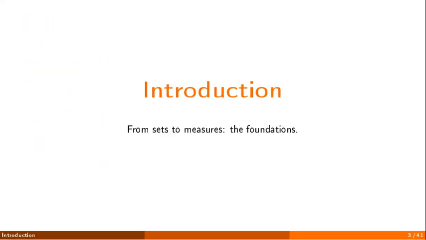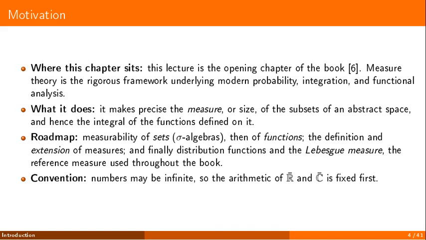Before any technical tool, the guiding idea. Measure theory is what lets us assign a size, a measure, to the subsets of an abstract space. And through that, an integral to the functions defined on it. The whole chapter turns on one ordering. First decide which sets can be measured, and only then which functions and which measures can live on top of them. This is the opening chapter of the book, Measure Theory, Probability and Stochastic Processes, an integrated approach.